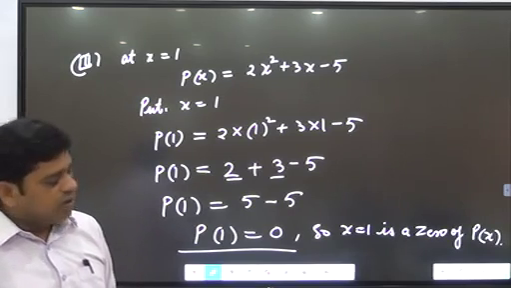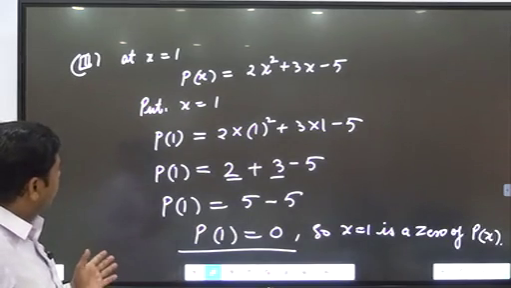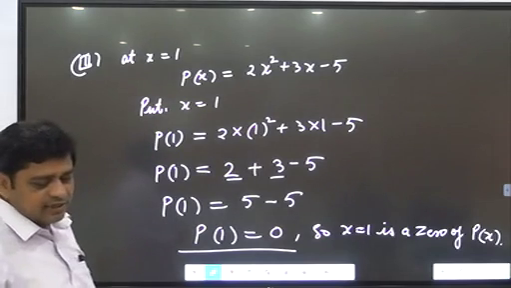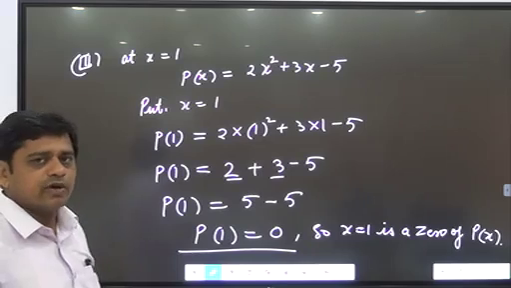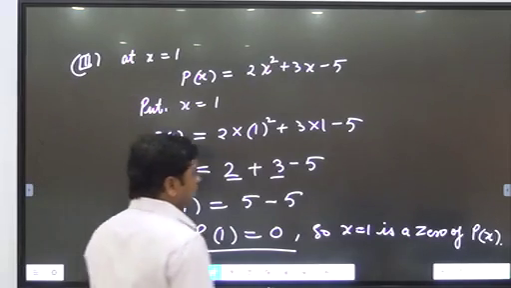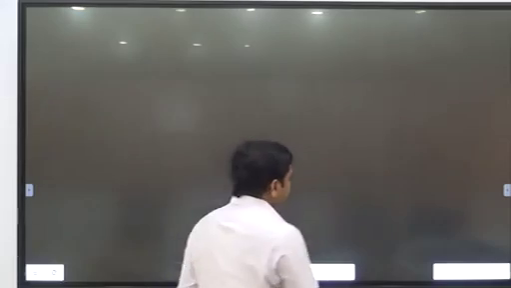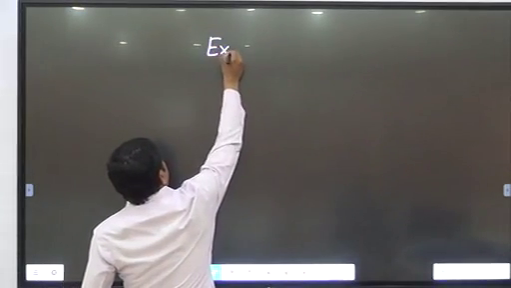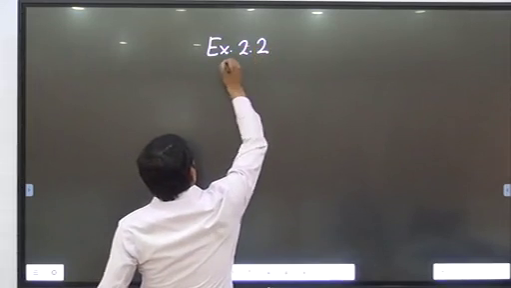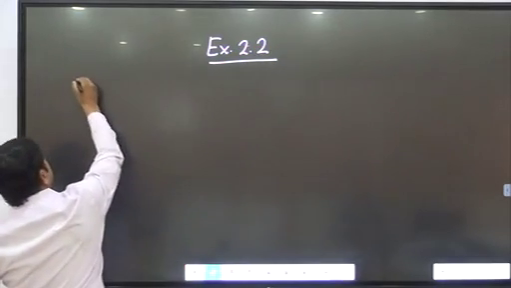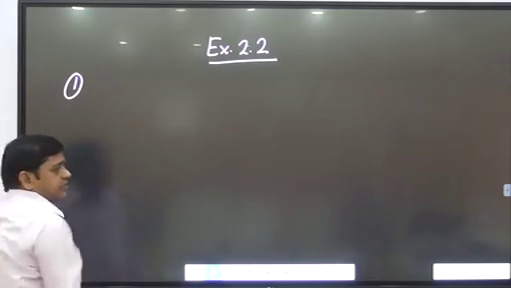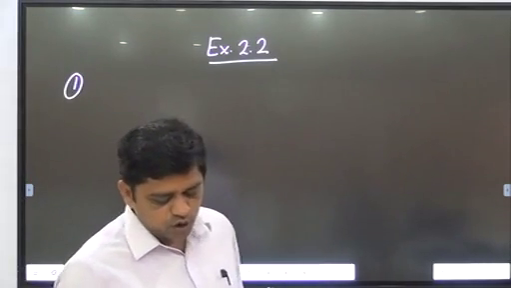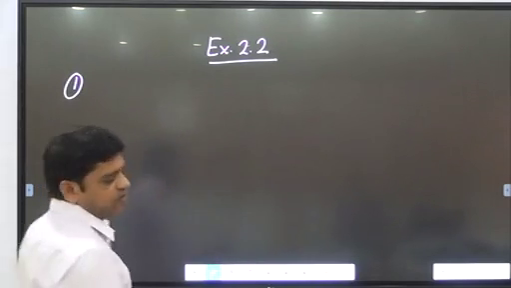Clear? So again I am going to clear the concept. We use the questions in exercise 2.2. So I am going to solve exercise 2.2, question first. Read with me in the book: find the value of the polynomial. The question is, find the value.